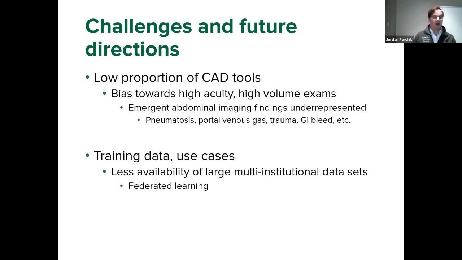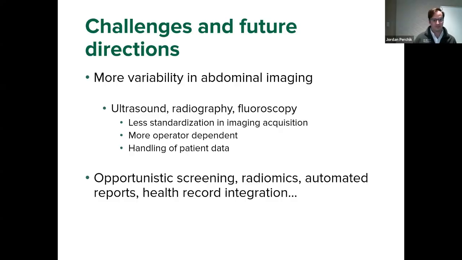So looking into the near future, I hope that we will see more development of computer-aided detection tools, a lot of opportunity in abdominal imaging to bring in more interpretation-related AI. There has been a bias towards more high acuity, high volume exams. So there is opportunity for bowel pneumatosis, portal venous gas, trauma, GI bleeds. Following some of the work that's been done in other subspecialties, we can bring in these acute findings as well. And increasing the amount of training data and finding new use cases in abdominal imaging helps to broaden the field.